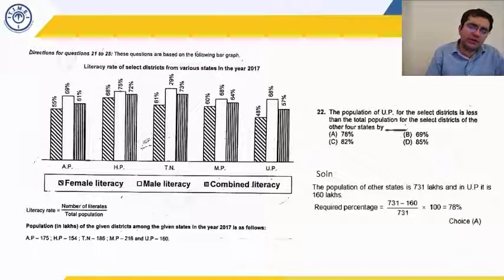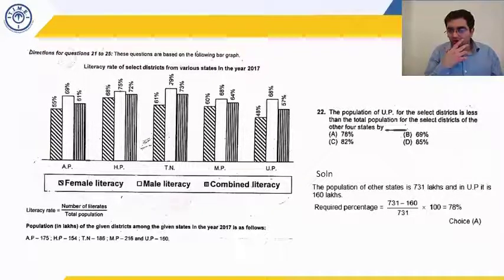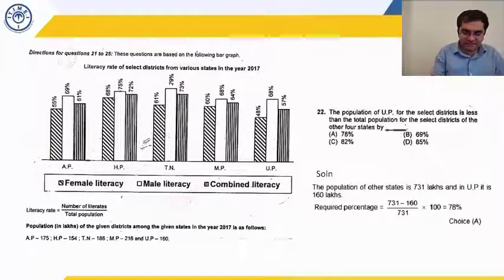I'll also tell you how to do this orally. What is 731 minus 160? Or basically, how much is the decrease? The decrease is 160 out of 731. Now, what is 10% of 731? 73. 20% is 146. But you want to decrease 160.